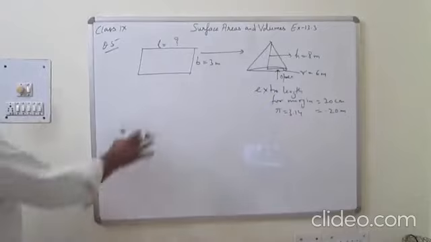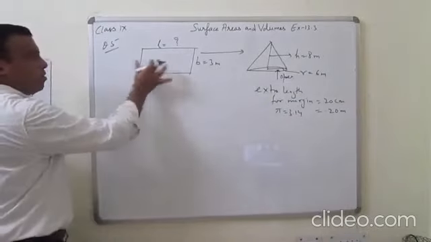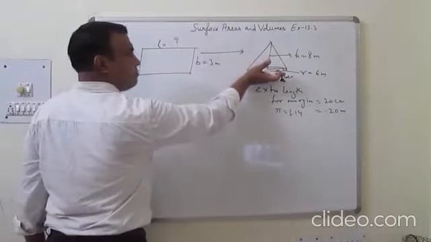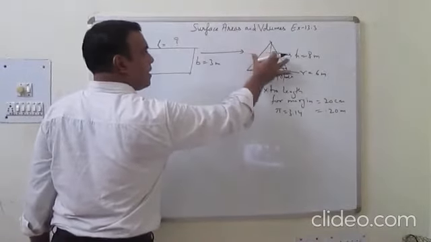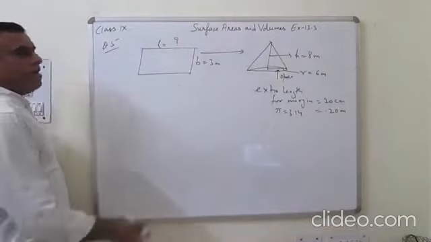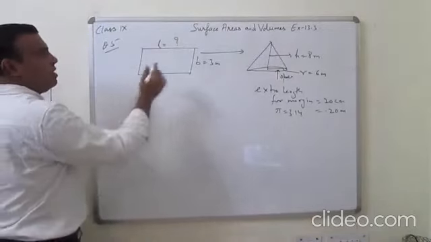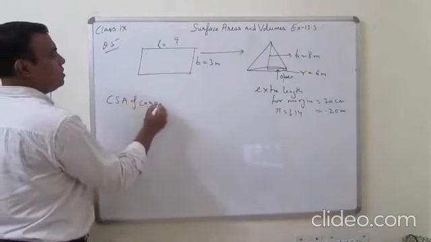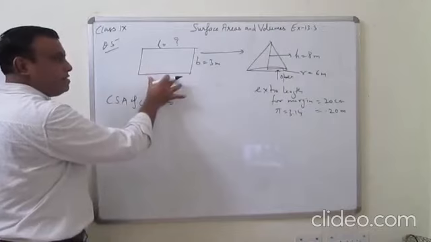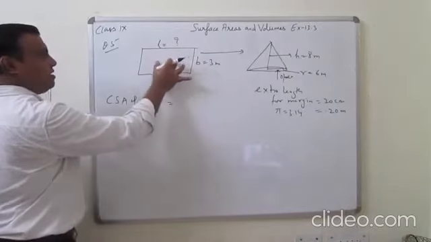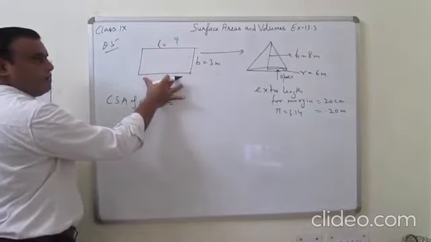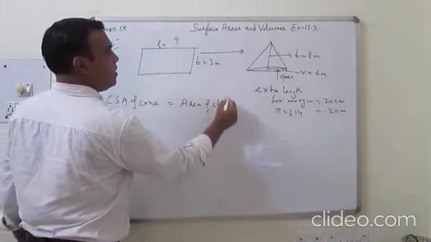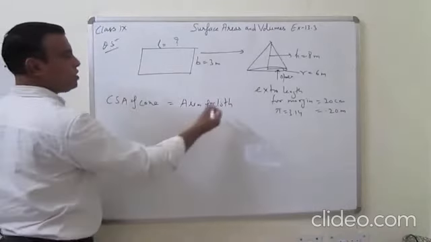Now this is a cloth, thick cloth, tarpaulin cloth. From this you have to make a conical tent which is open at the bottom. नीचे कपड़ा नहीं लगा है. कपड़ा कहाँ लगा है? CSA पे लगा है. तो we have to find CSA of cone. This area of cloth or tarpaulin एक ही बात है. CSA of cone is equal to area of cloth.